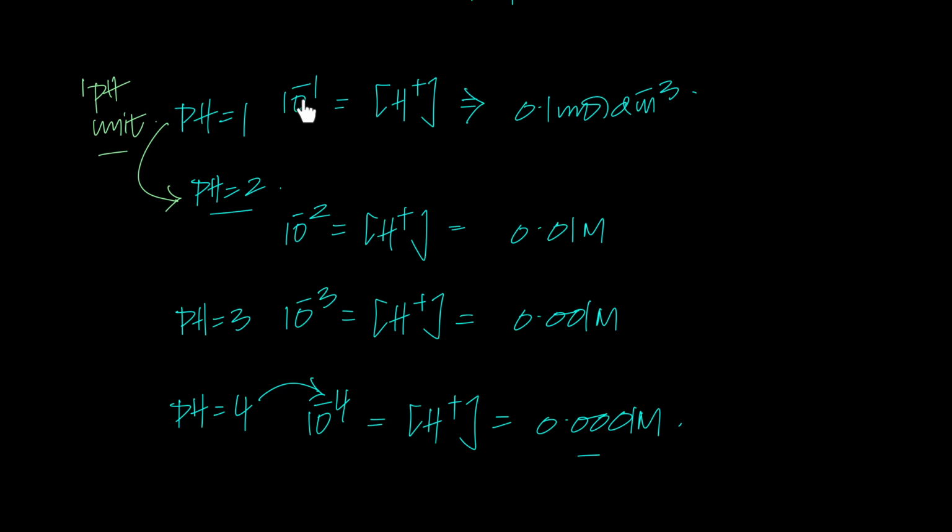Does it? It does change by 10-fold, right? The higher pH you go to, it will decrease by 10-fold, and the lower pH you go to, if you go from pH 4 to pH 3, it will increase by 10-fold. So this MCQ has never been tested, but can be tested in the future. If there's a change in 1 pH unit, the hydrogen ion concentration would change by 10-fold.